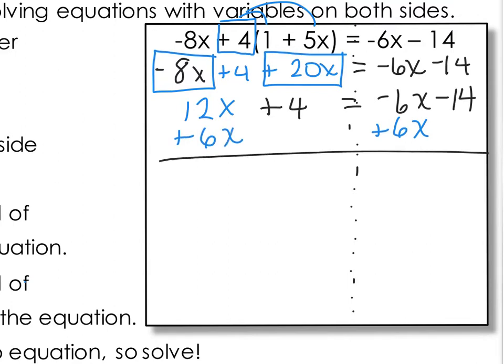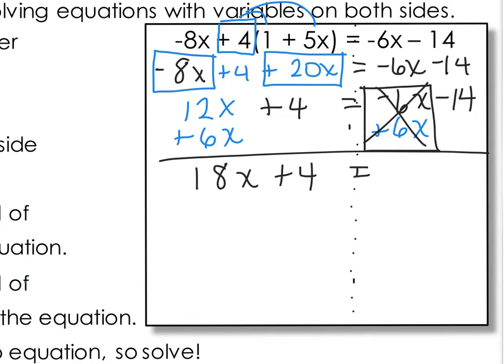All right, so that happens here as my -6x and my +6x cancel out. And then on the left, I have 12x plus 6x, which is 18x, plus 4 equals, those canceled out. That looks like an I. That's really awkward. Equals -14.